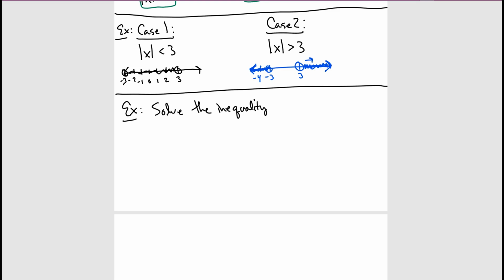Okay, and we want to write it in interval notation. Okay, so here's going to be part A. So let's say we had absolute value of x minus 3 is less than or equal to 4.